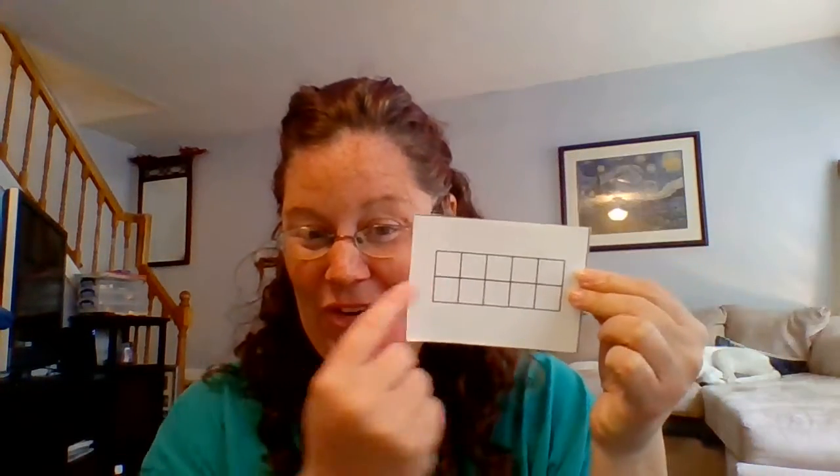All right, let's try another one. Get ready. How many were there? Ooh, did you say 0? Because there are no dots on this 10 frame. So that equals 0. There are none. All right, don't let me trick you. Get ready. How many? 3.